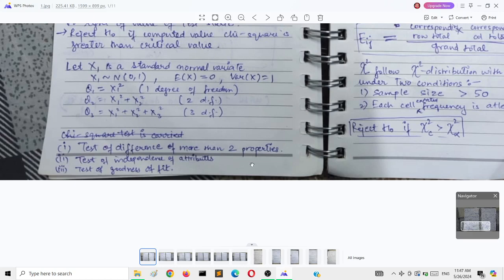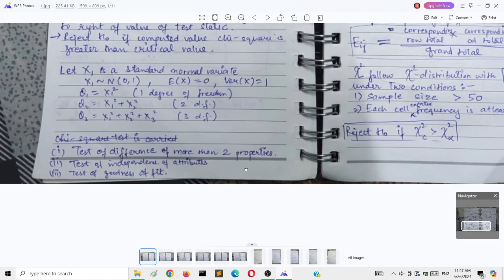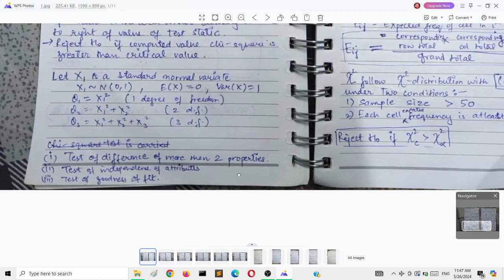Testing the difference of more than two properties is where you use a chi-square test. If you have to do the test of independence of attributes, then you do the chi-square test. And when you have to do the test for goodness of fit, then you use the chi-square test. So these are the three use cases where the chi-square test is done.